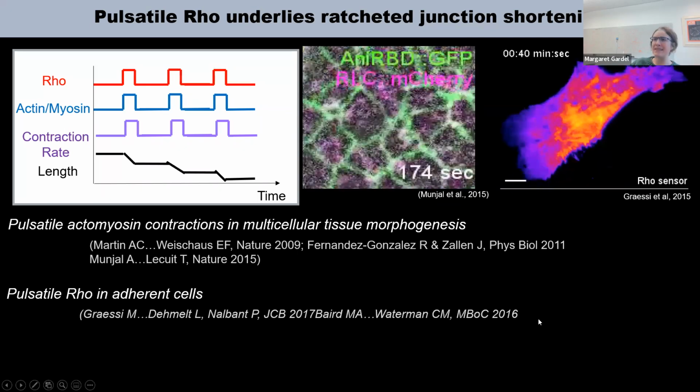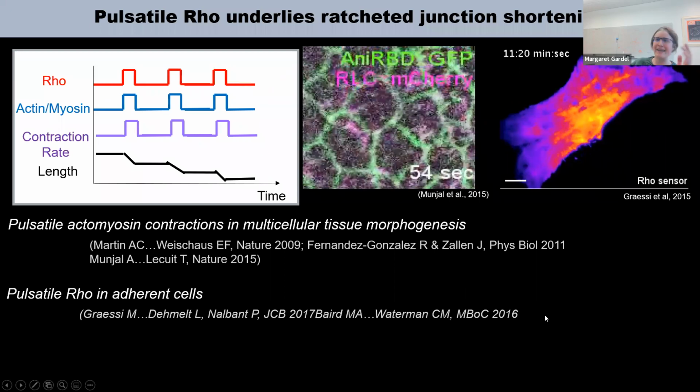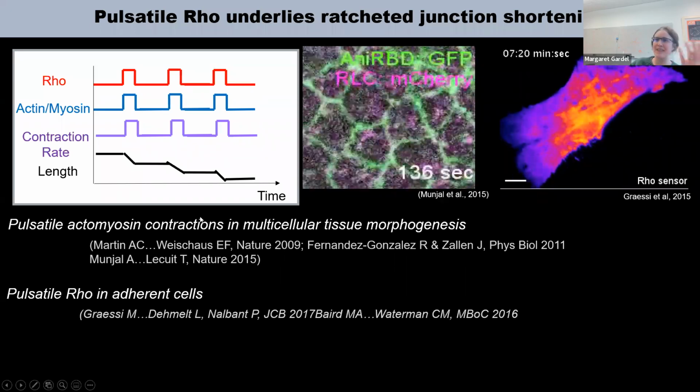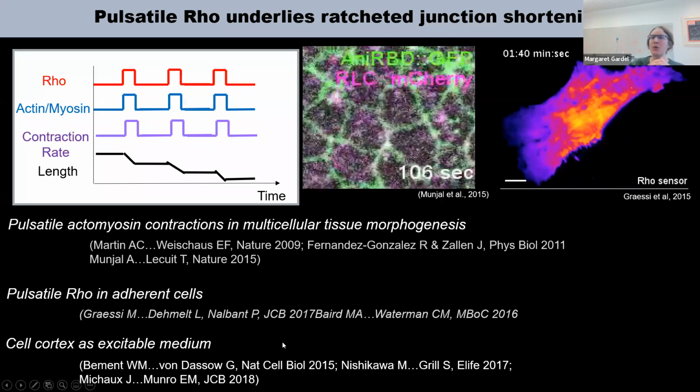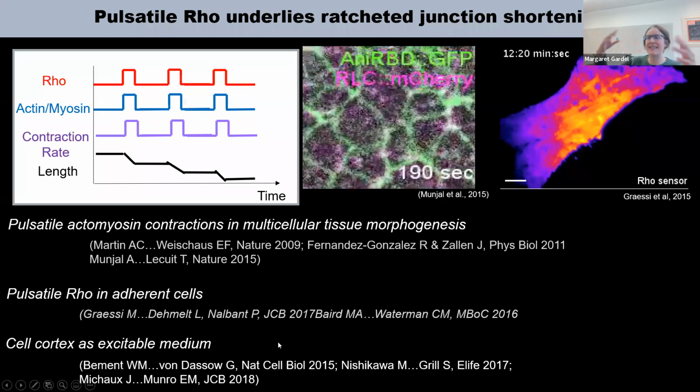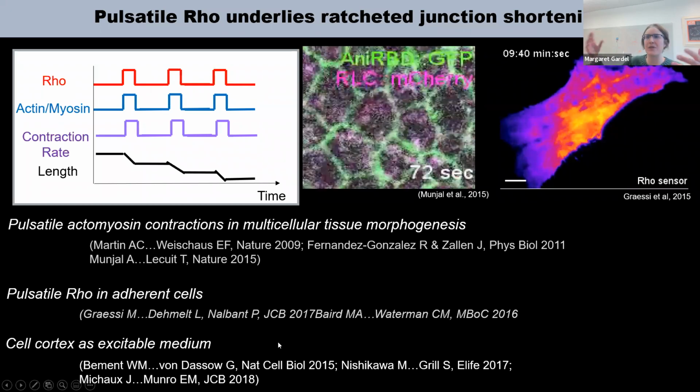But the problem is that the way you could control this is by knocking out a gene that then controls one of these Rhos, and then you get something totally disrupted. And it led to this really cool idea of the cell cortex being an excitable medium where you have these mechanochemical feedbacks happening.